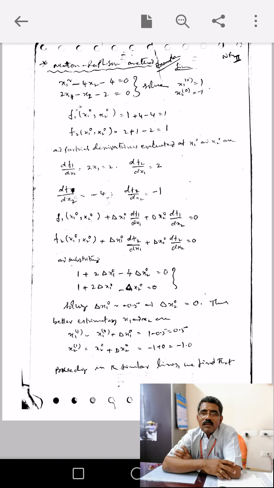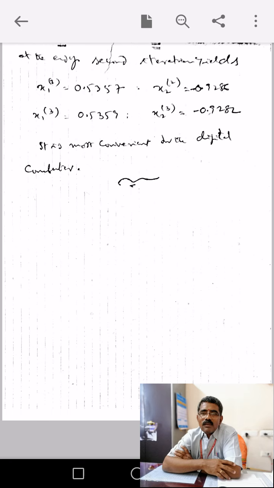And again, taking these, we proceed along similar lines, and we find that at the end of the second iteration, x12 and x22 are given there. That means again you need to substitute in the partial derivatives. Then at the end of the third iteration, x13 is also given for your verification: x13 is 0.5359 and x23 is minus 0.9282.